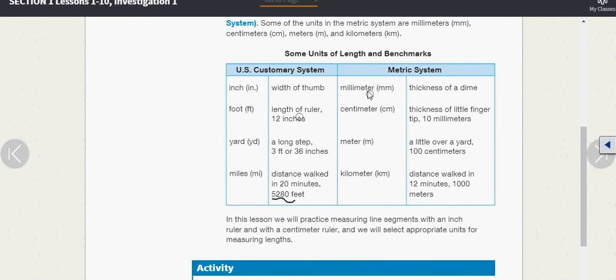Metric system is a little bit neater. It's about the thickness of a dime is the small one you'll use, millimeters. A centimeter is 10 of those, the thickness of a little fingertip. Meters, 1,000 of those, about a yard, a little over. And a kilometer is the distance you'd walk in maybe 12 minutes.